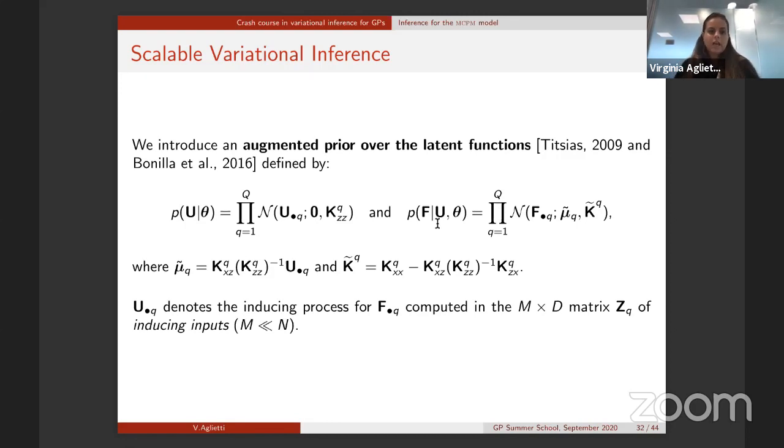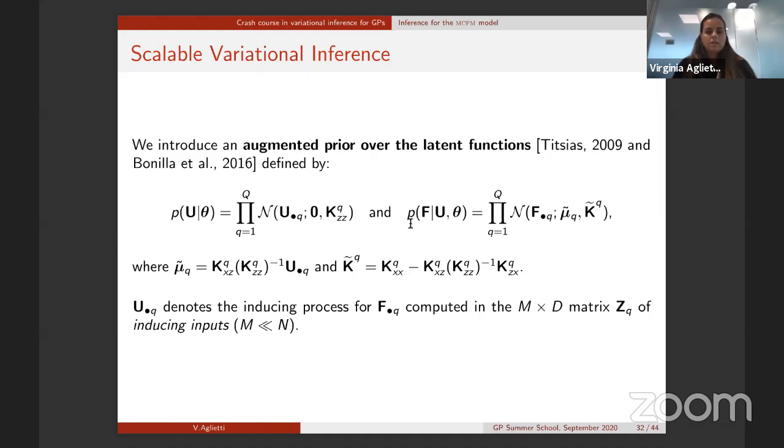So the idea is the same. We have an inducing process, which is this U, and we define it for Q latent functions. So we have Q inducing processes that are taking some inducing inputs. We consider M inducing inputs, where M is significantly smaller than N. And then we can define a conditional for F given U as a Gaussian with updated parameters.